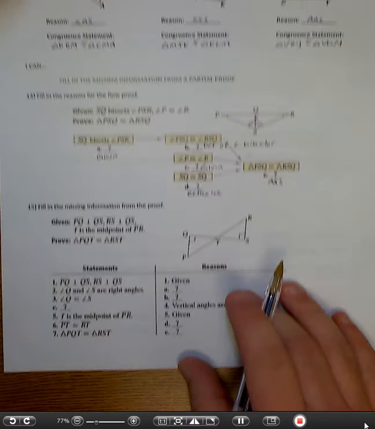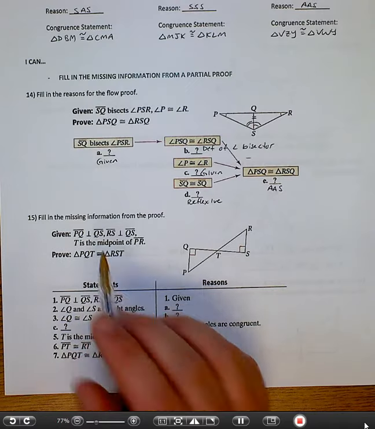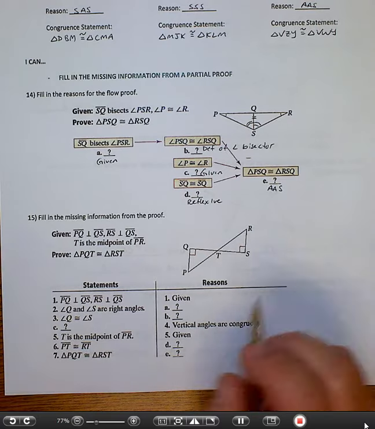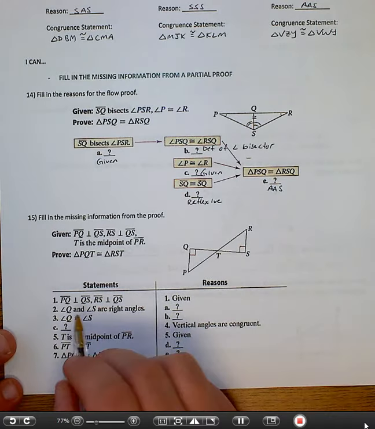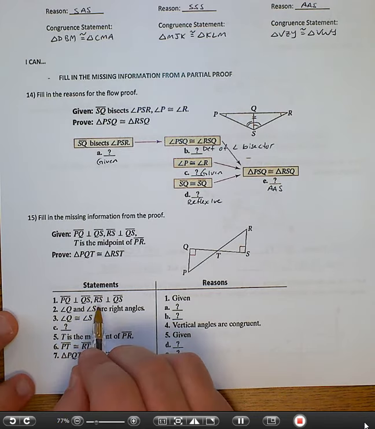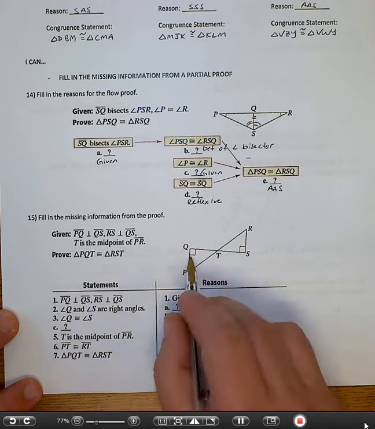Okay. Number 15, fill in the missing reasons. Again, all right, so PQ is perpendicular to QS. RS is perpendicular to QS. T is the midpoint of PR. So PQ is perpendicular to QS. RS is perpendicular to QS. That's given. What does that mean? Well, it means angle Q and angle S are right angles.